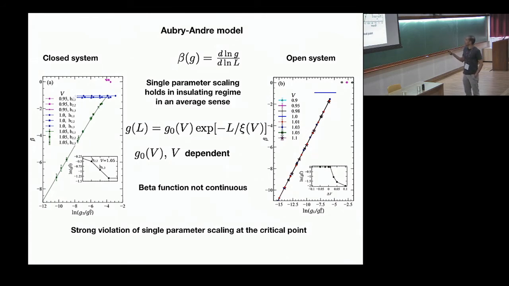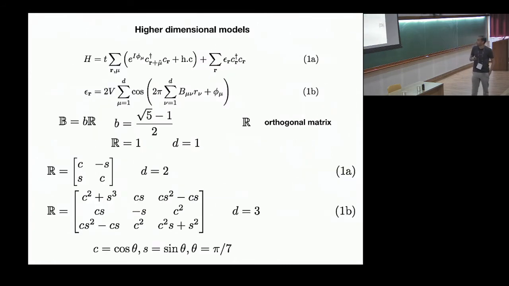But at the critical point, you have a strong violation of single parameter scaling. There isn't a single beta of G for a given G. I mean, there isn't a single G at the transition. You actually have this range of G's at the transition, which tells you that you don't have single parameter scaling anymore. So you have a strong violation of single parameter scaling at the critical point, at the transition, but away from it, especially on the insulating side, it seems to be consistent with single parameter scaling.